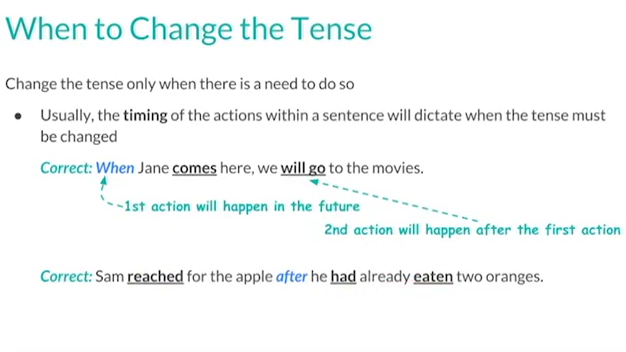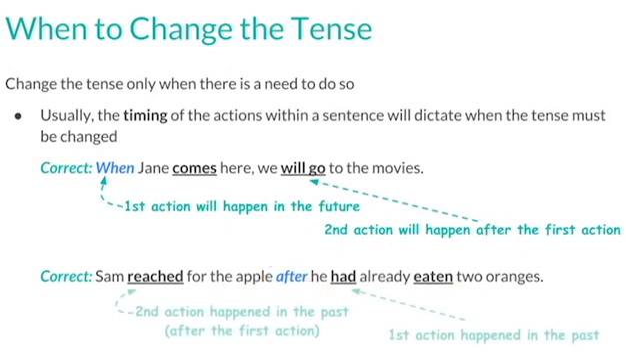I also want you to pay attention to the word after, because this word tells us that there are two actions that are happening. One action happened after another action. So here we have our first action, which is what happened in the past. The first action is that Sam had already eaten 2 oranges. This is our first action. And here's our second action. Sam reached for the apple. This is our second action, which also happened in the past, and it happened after the first action.